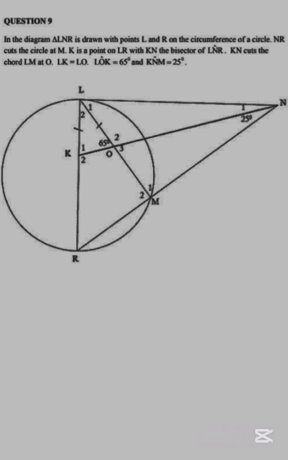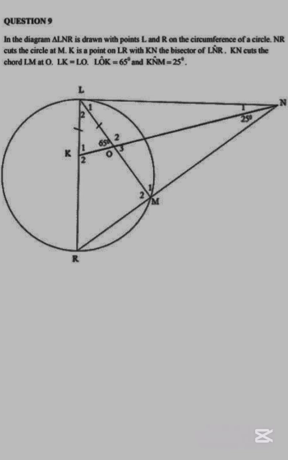In the diagram, triangle LNR is drawn with points L and R on the circumference of the circle. NR cuts the circle at M. K is the point on LR with KN the bisector of angle LNR. KN cuts the chord LM at O. LK is equal to LO. Angle LOK is equal to 65 degrees and angle KNM is equal to 25 degrees.